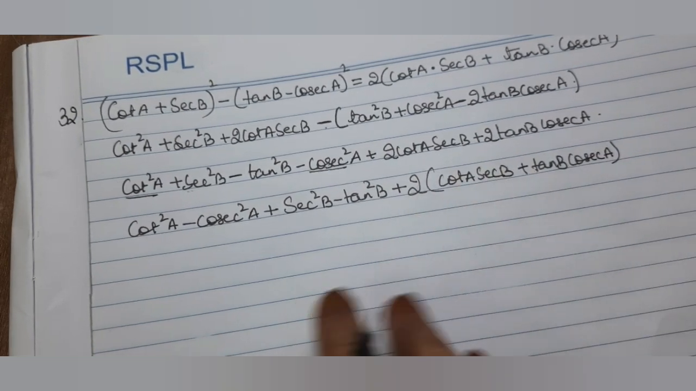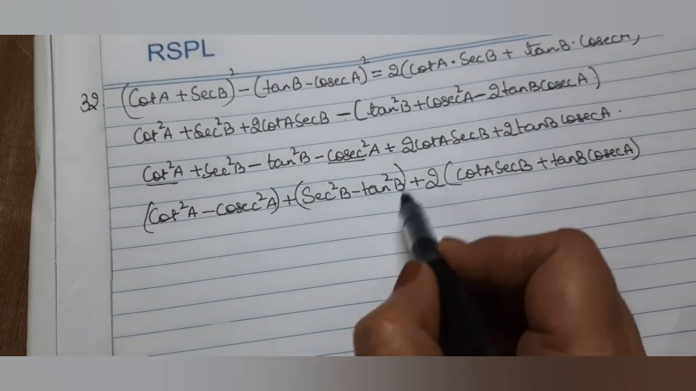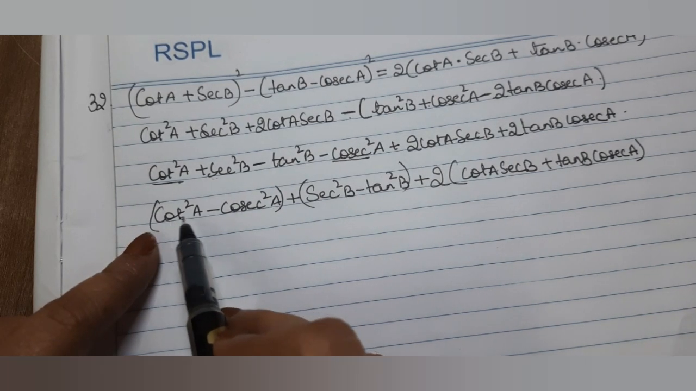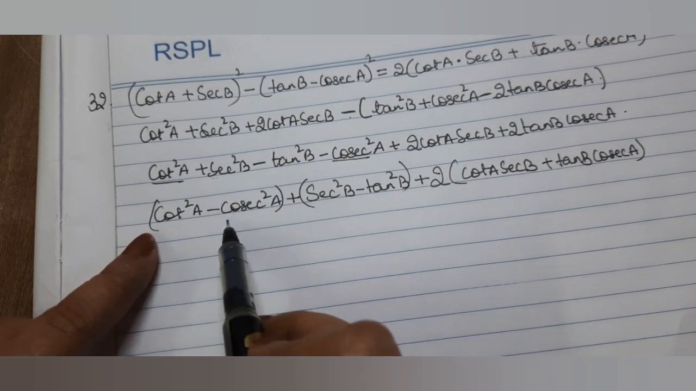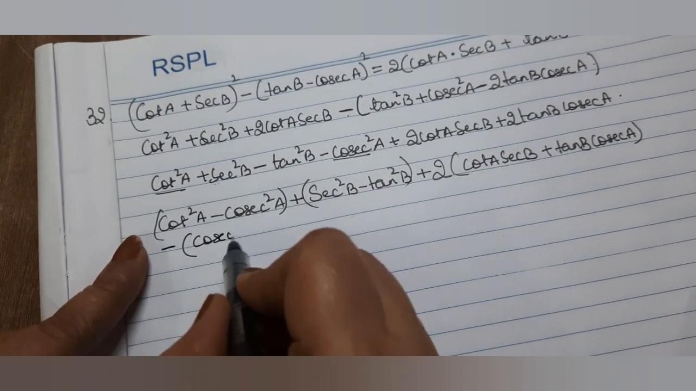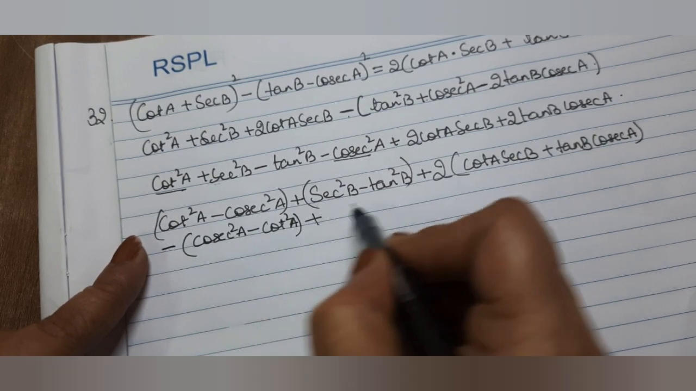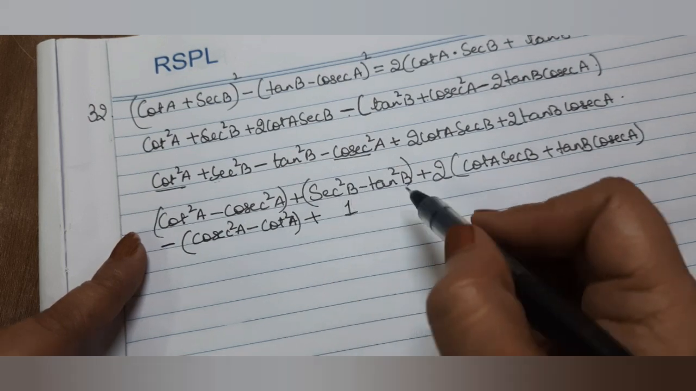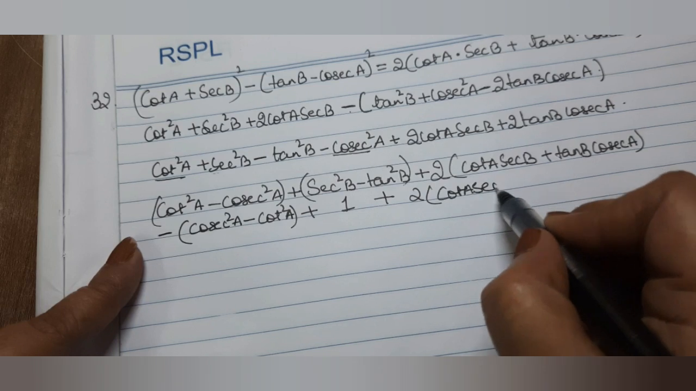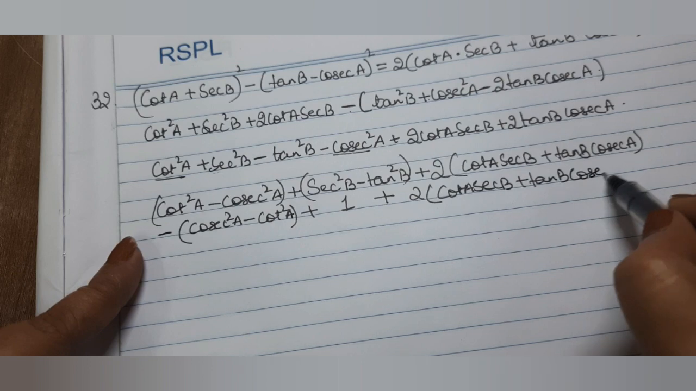So later on you can do it. The problem here, I will group these two, group these two. We have the identity cosec square A minus cot square A equal to 1. Here it is the reverse of that. So we will take the minus sign common and make it cosec square A minus cot square A. This is already 1, this identity. Then finally 2 cot A secant B plus tan B cosec A.